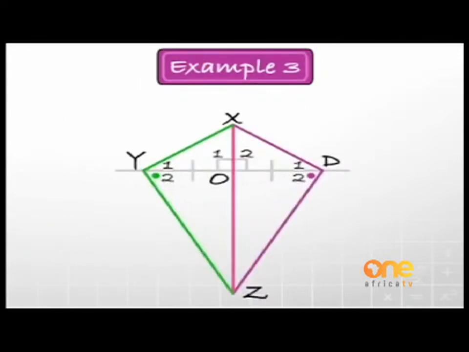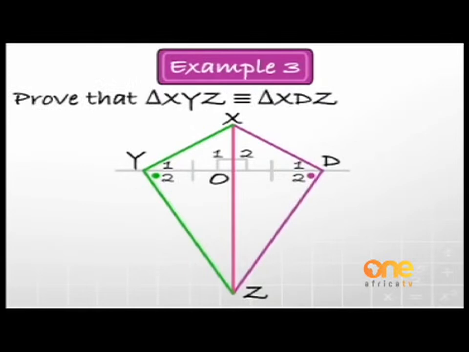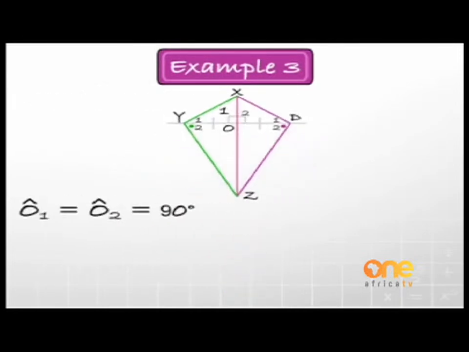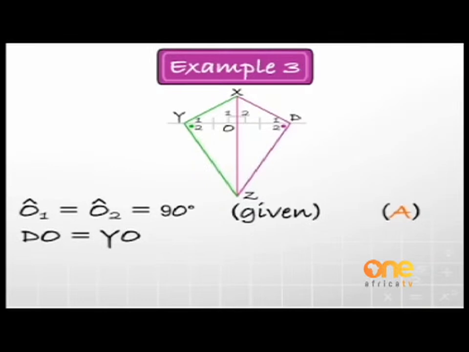Given the following diagram, we have to prove that triangle XYZ is congruent to triangle XDZ. So, let's begin. If we look at our diagram, we can see that angle O1 is equal to angle O2, and both of these angles are actually 90 degrees. And this has simply been given to us. So immediately we have an angle. Furthermore, we know that side DO is equal to side YO in magnitude. This has also been given, so we have a given side.